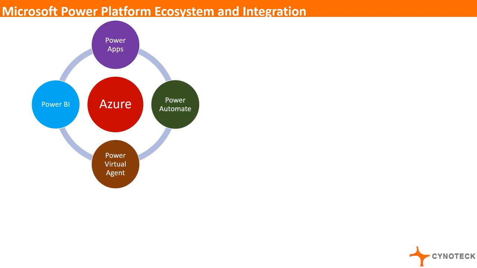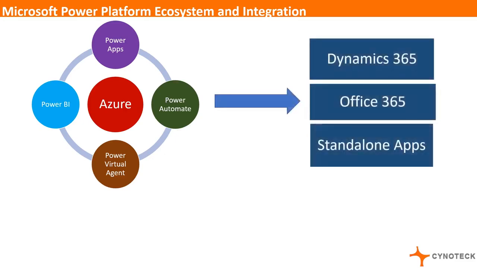Here, through this figure, we will see the Microsoft Power Platform ecosystem and integration. We can see that all four components of Microsoft Power Platform, that is Power Apps, Power Automate, Power Virtual Agent, and Power BI, are hosted on the Microsoft cloud platform Azure, but it is more than only the sum of its components.